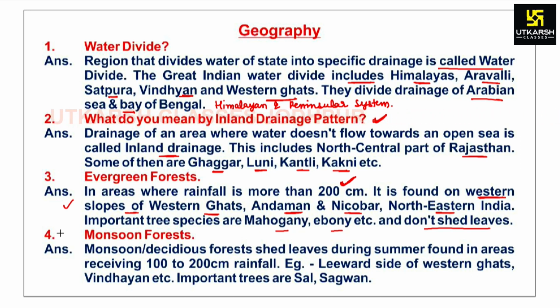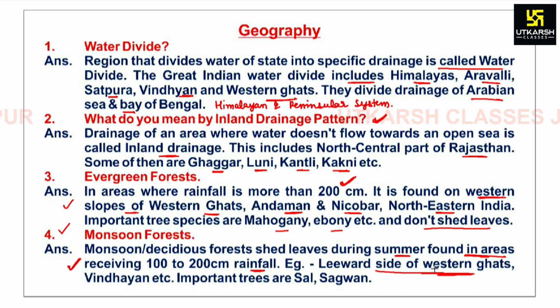Moving ahead, we have the fourth question, that is monsoonal forest or monsoon forest. Monsoon deciduous forest sheds leaves during summer, found in areas receiving 100 to 200 centimeter of rainfall. Example, leeward side of Western Ghats.